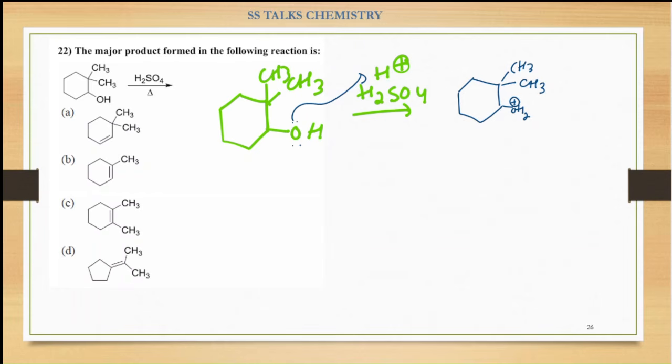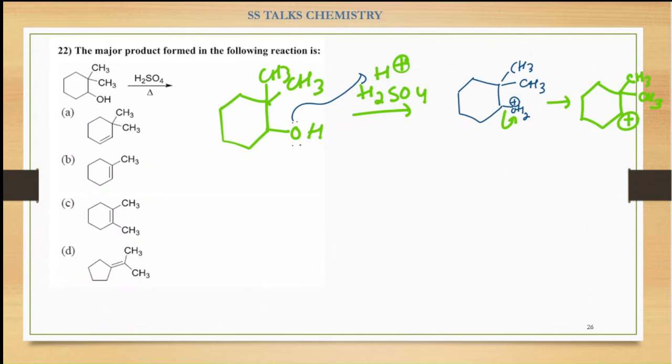This oxygen has donated its pair, so a positive charge is coming on this particular side. OH initially was not a good leaving group, but after its protonation it has converted into water. So water is a good leaving group. It can leave from the medium directly, resulting in the formation of the carbocation at this particular position. Here you will be getting the carbocation, and at these two particular sites the methyl groups are present over there.